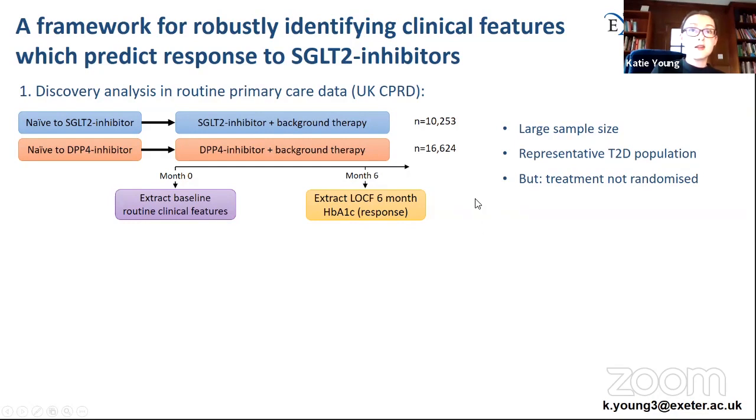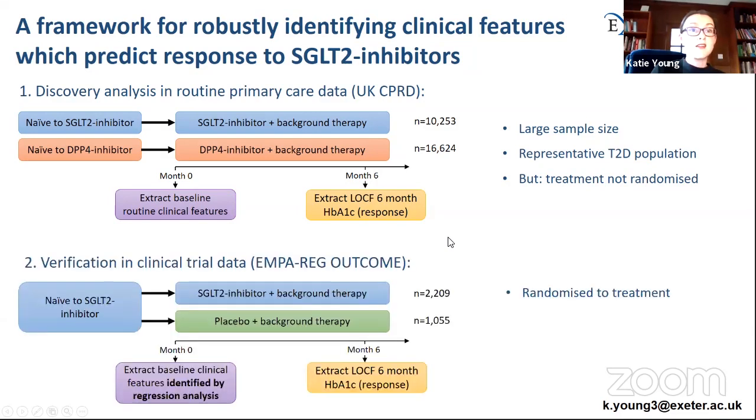The advantages of doing stage 1 in primary care data is you get these very large sample sizes that you can see here. It's a representative type 2 diabetes population, but the issue is that patients are not randomized to their treatment, and this can introduce confounding or bias, which we address in stage 2. So here we verify the results in clinical trial data, in this case EMPA-REG outcome, in which patients are randomized to their treatment. So we know that if the clinical features which were identified as predictors of response in stage 1 are also predictors of response in this population, that they're not due to confounding or bias.